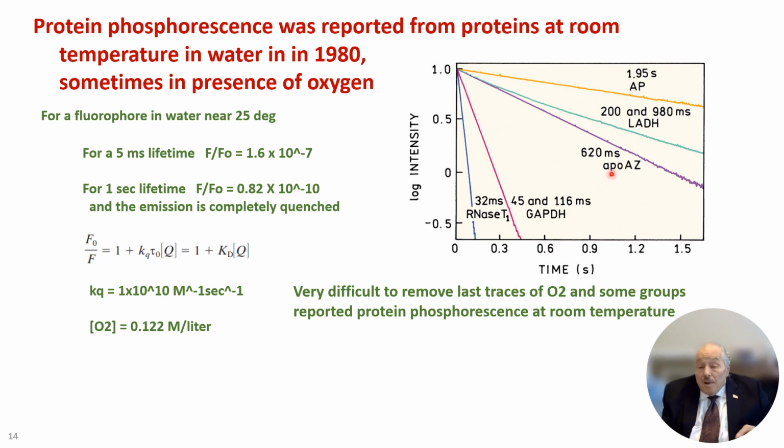These values here, I have to assume they're correct because I know the researcher who did this was very careful. It was very difficult to remove all of the last traces of oxygen, but presumably that was accomplished. And I'm frankly still surprised that at room temperature and in water, there seems to be some limited amount of phosphorescence. So I guess it's there, but unless you spend a very long time working at getting rid of all the oxygen, you would not see these decays.